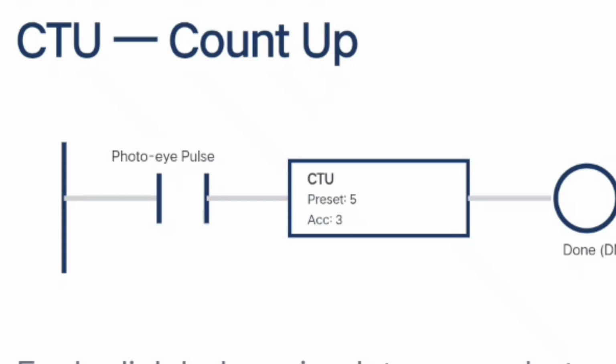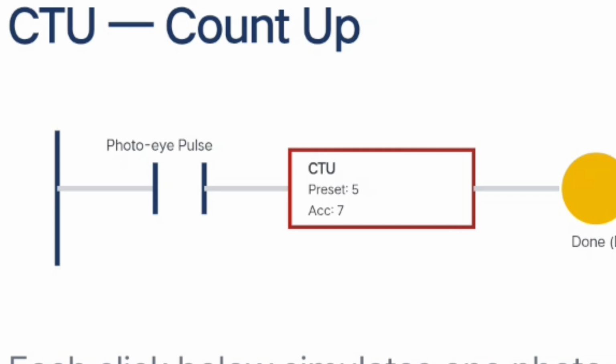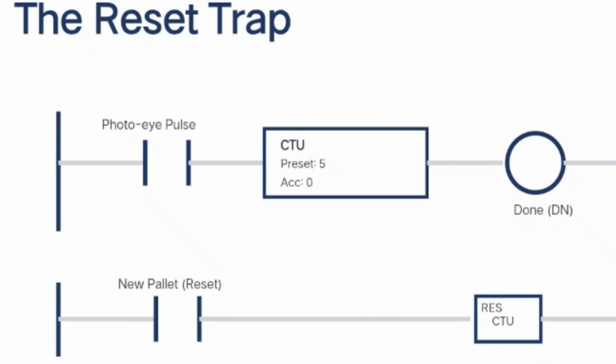Important detail: the counter keeps counting up. If the input keeps pulsing after it hits 50, it goes to 51, 52, and so on. It doesn't stop or roll over automatically. The done bit just stays on. You need explicit logic to reset it, which is where beginners usually get tripped up.